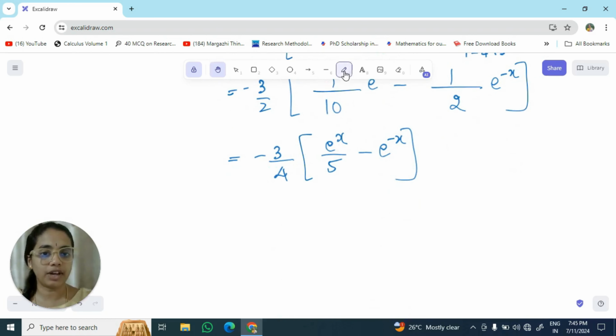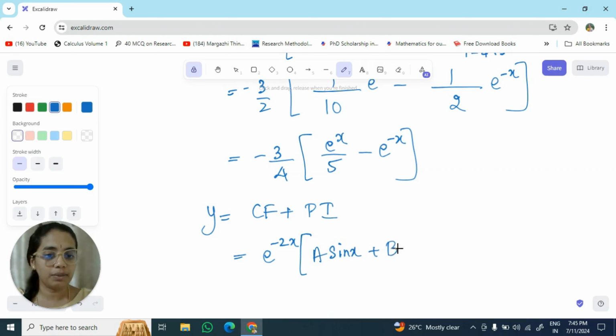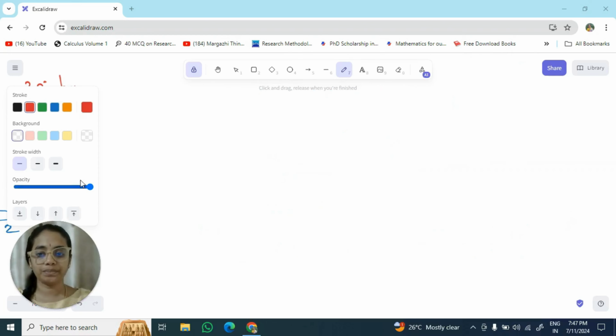So what happens to our final solution, that is y, that is CF plus PI? So CF was e power negative 2x into a sin x, if I'm not wrong, plus b cos x, plus PI is negative, right? So negative 3 by 4 into e power x by 5 minus e power negative x, as simple as that. Yes, so moving on, let us solve another problem.